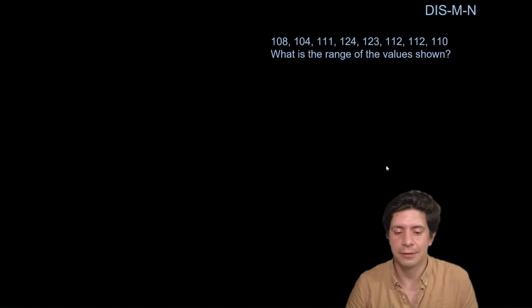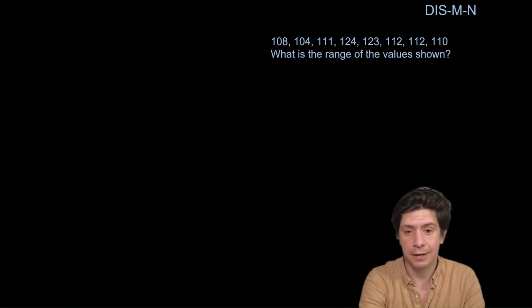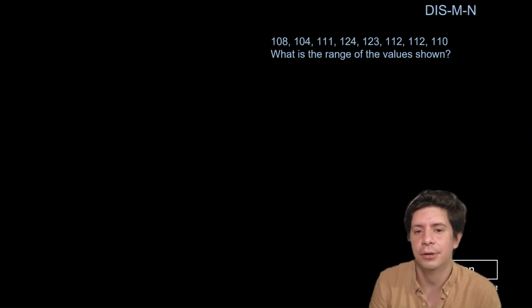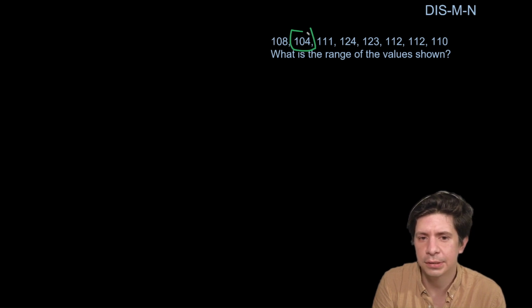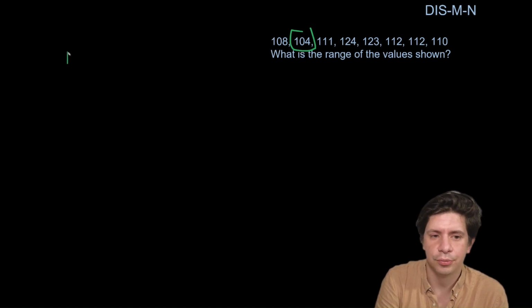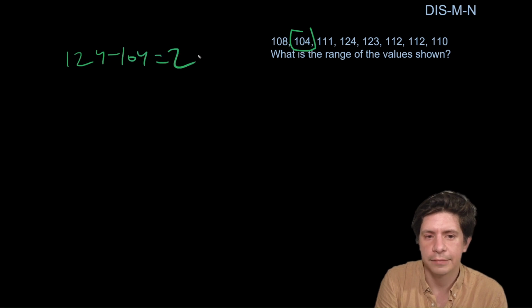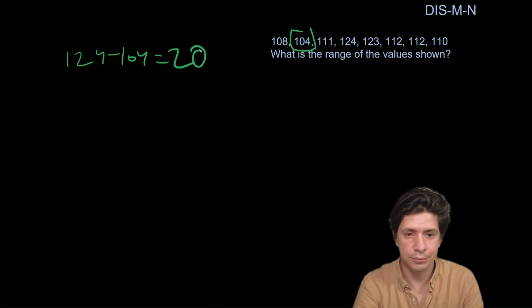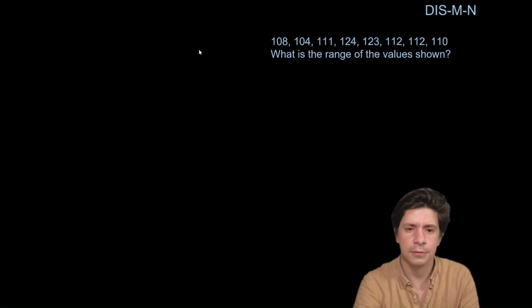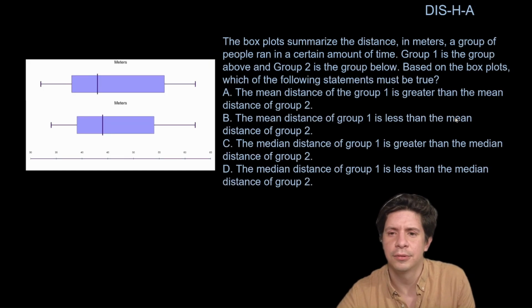What is the range of the values shown? Okay, so now we just need to find the biggest number and the smallest number. And you just need to be careful here. 104 is the smallest, and 124 is the biggest. So then we're going to do 124 minus 104, and that's going to give us 20. Okay, easy peasy beautiful. Easy breezy beautiful. That is a great.